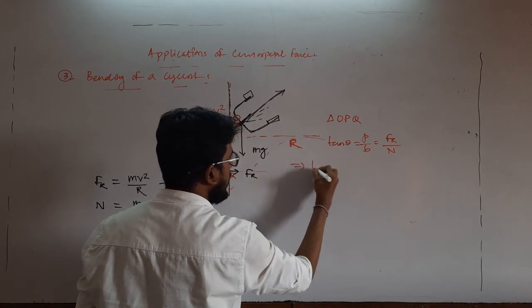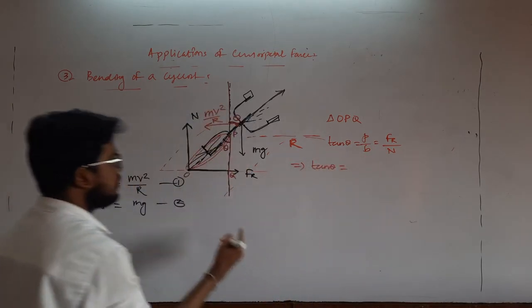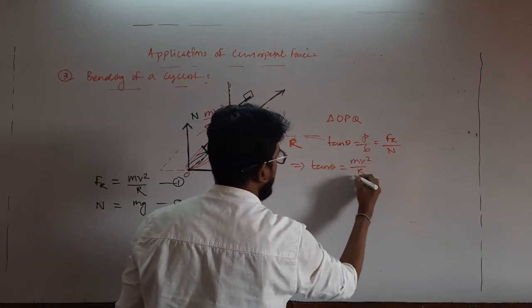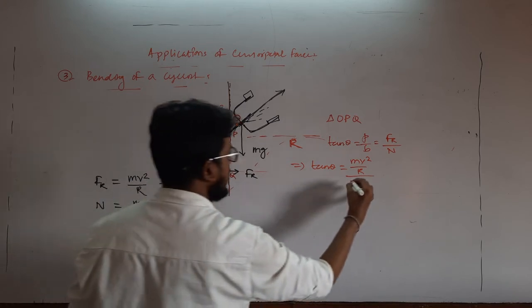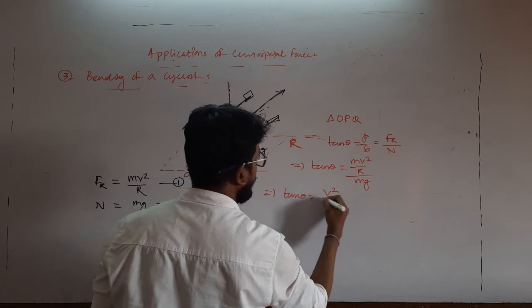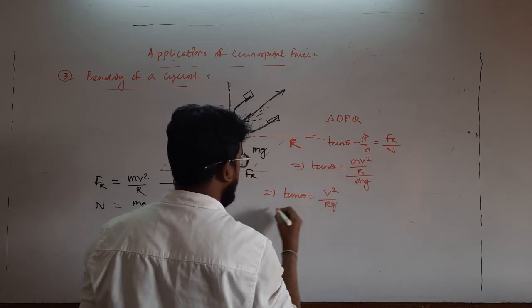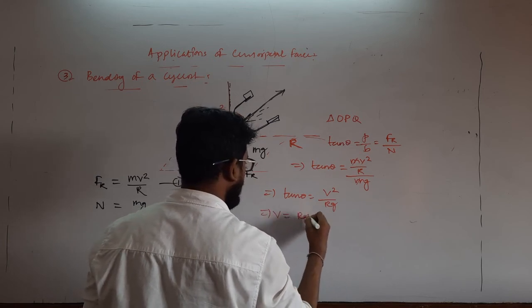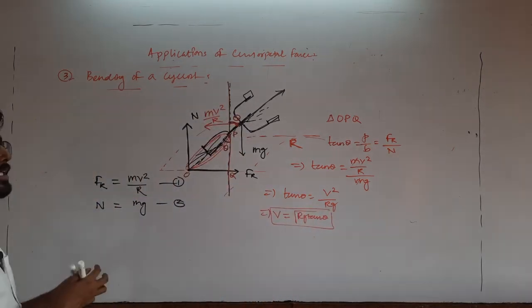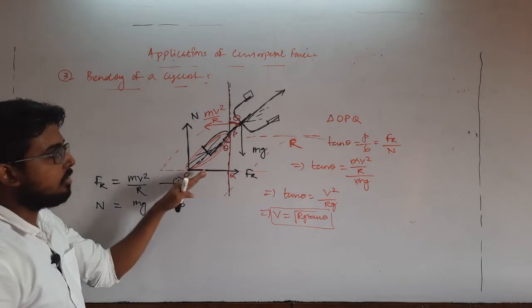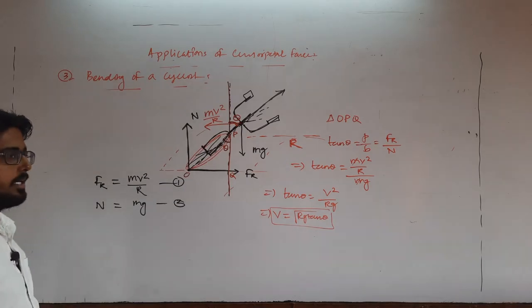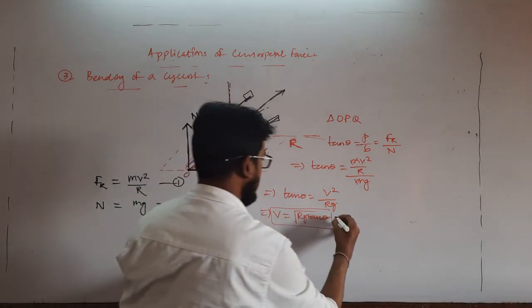So this implies we will get tan theta equal to Fr by N. What is Fr? mv square by r, divided by N. N equals how much? mg. So this implies we will get tan theta equal to v square by rg. The m will get cancelled, so you will get v equal to root of rg tan theta. So this is the maximum safe velocity with which the cyclist can take the circular turn of radius r if he can bend up to an angle theta with respect to vertical. Clear? So this is the safe velocity.